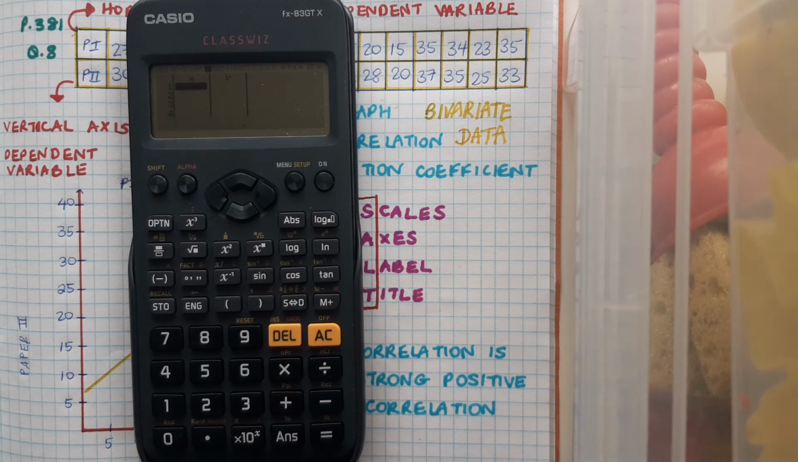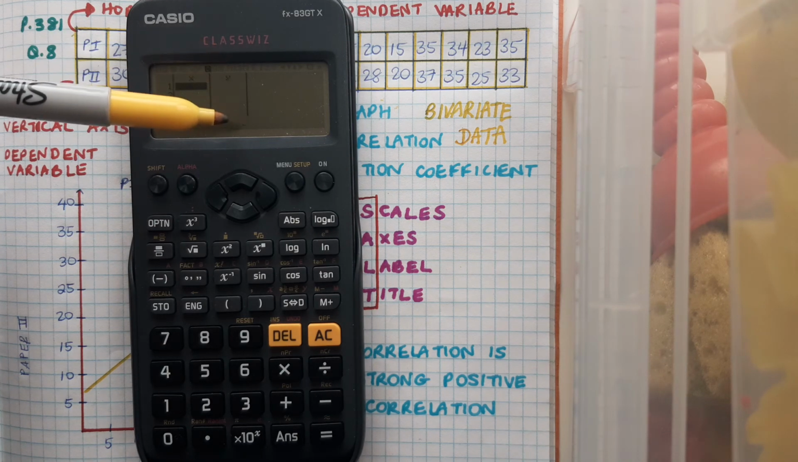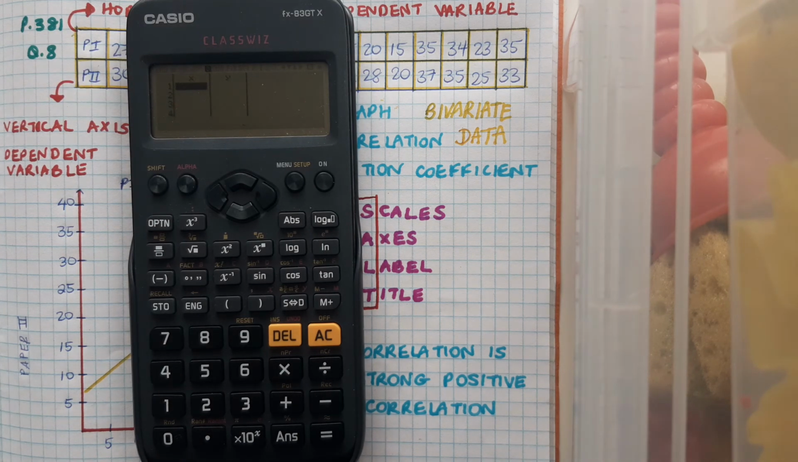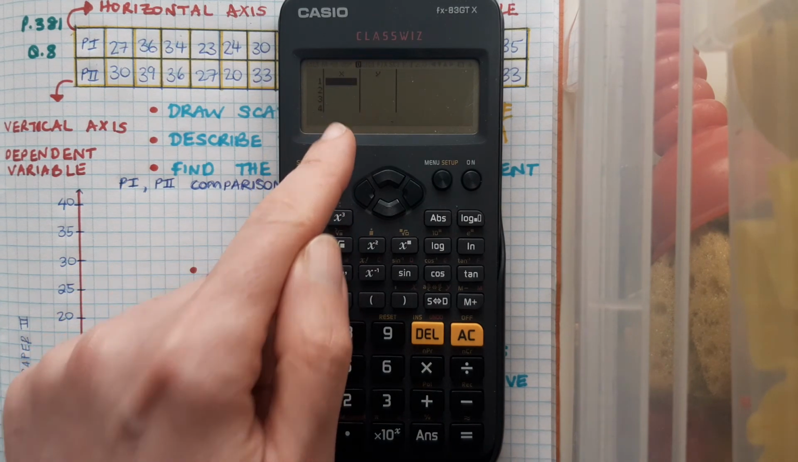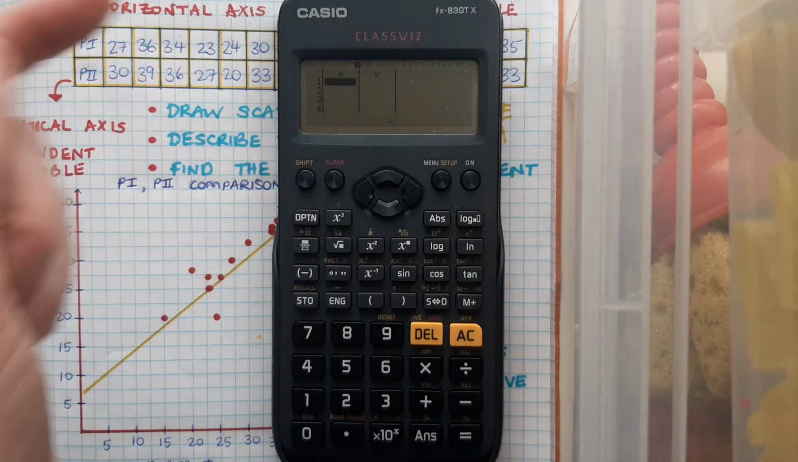And when I make that choice, it gives me 2 columns. The columns are just the top line of my table and the bottom line of my table. And just like before, when I'm entering data, it's really important that I press equals after every piece of data. So I'm going to start filling in X values, which is just the top line of my data.